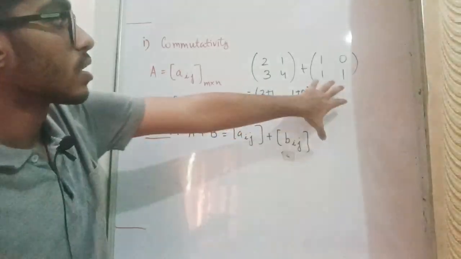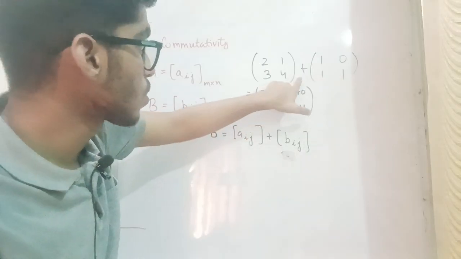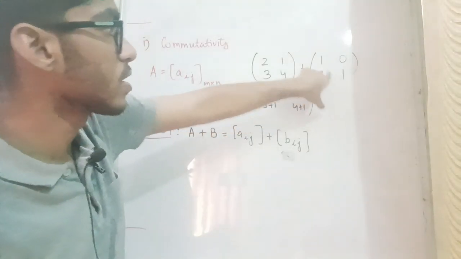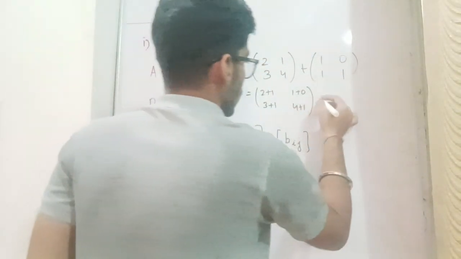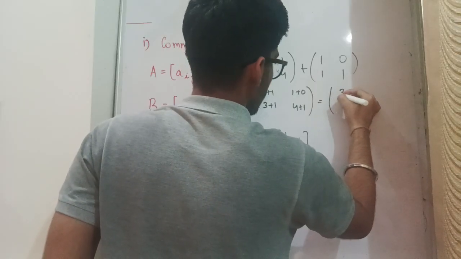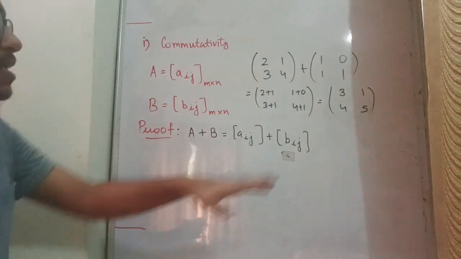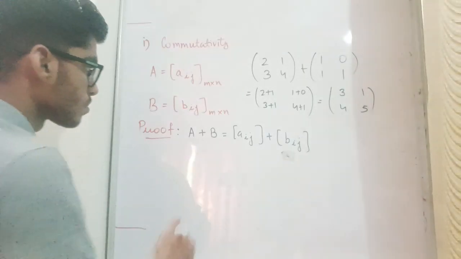And what we see here is that the dimensions of both the matrices have to be the same. It is a 2 cross 2 matrix, 2 rows, 2 columns. Similarly here we have a 2 cross 2 matrix, 2 rows and 2 columns, right? So we get our result as 3, 1, 4, 5. The exact same idea will be followed while we are trying to prove this property.